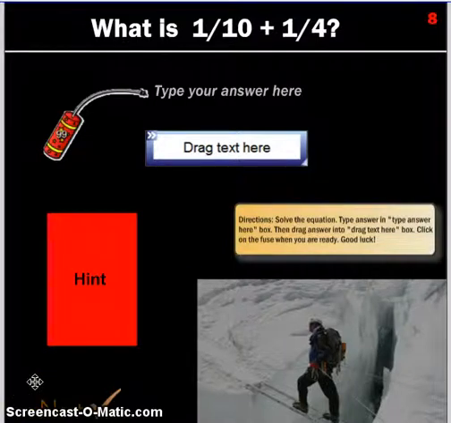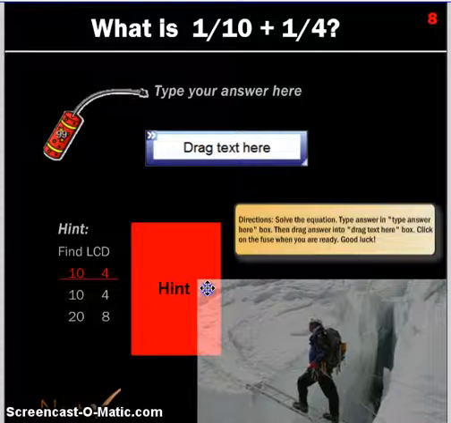Another one that needs to be solved, mainly with pencil and paper. It also has the same hint with a little extra help as a reminder for finding the least common denominator.